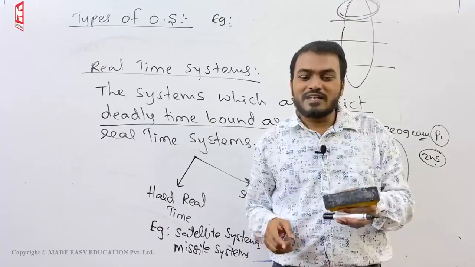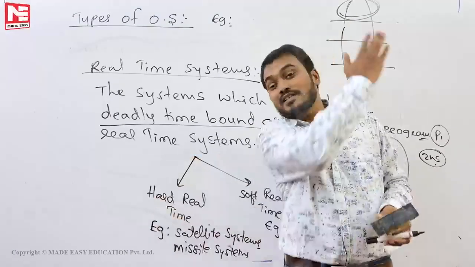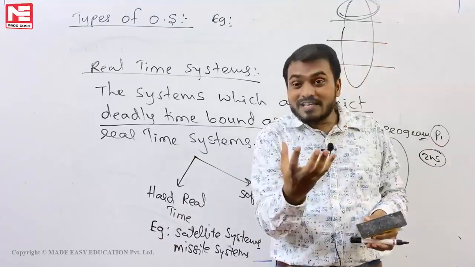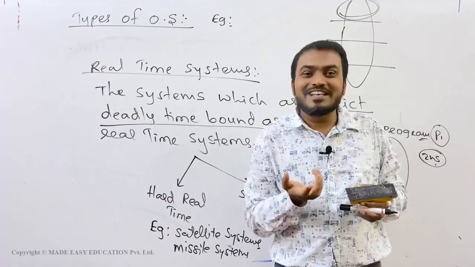You simply load the missile, select the location and time, simply press the button, and automatically the missile will fire. Now imagine there is a delay in your program. If there is a program delay, then what happens?